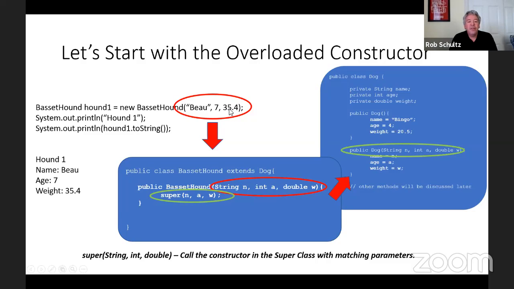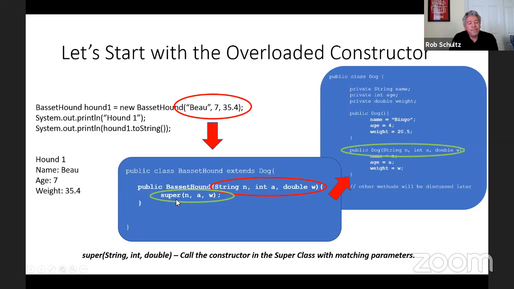We're taking bow, 7, and 35.4. We're passing it down to the Basset Hound constructor in A and W. Then we're taking that information and we're using this call, which I'll talk about in a second, to pass it up to the super constructor with the same 3 parameters. And then from there, we pass it on to name, age, and weight. So we're kind of passing it from one spot to the next to get everything where it's supposed to go.